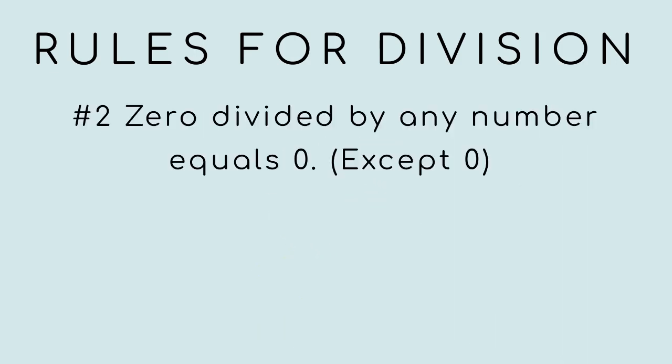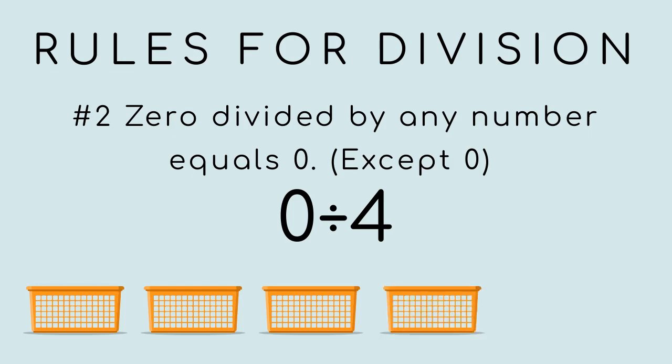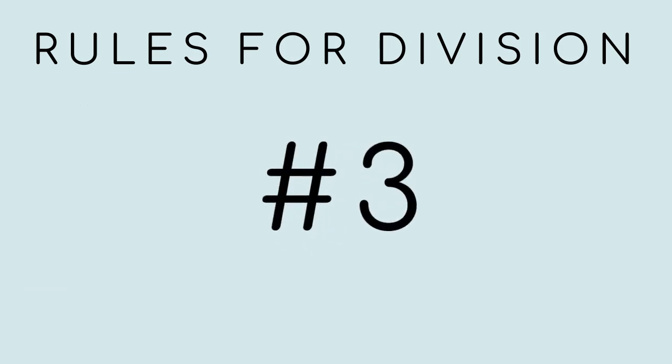Rule number 2, 0 divided by any number is going to equal 0. This rule is true for all numbers except for the number 0. If I have 0 divided by 4, it's going to equal 0. That would mean I have a total of 0 and I want to separate it into 4 different groups. Well, there's nothing for me to put inside of those groups, so the answer would be 0 because there's 0 in each group.